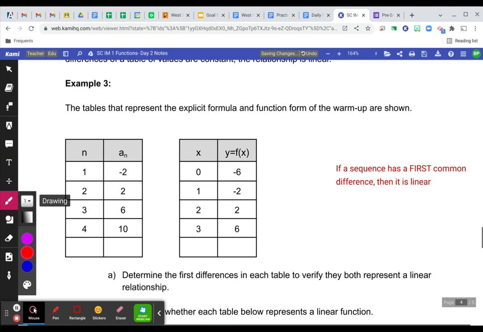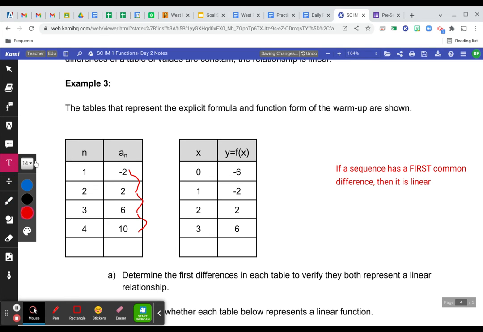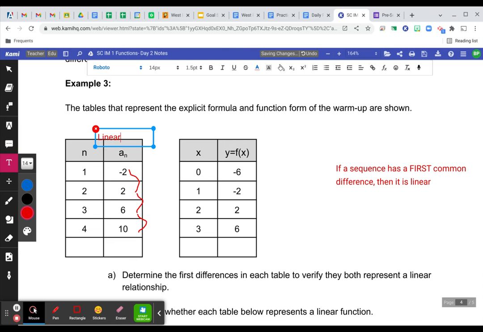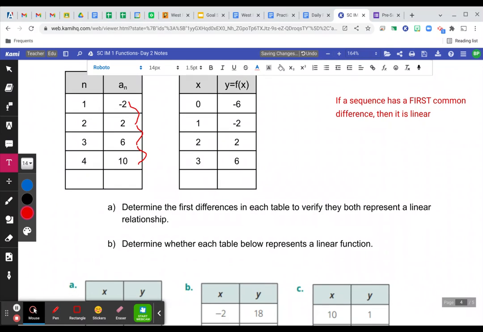So let's look at this first one here. Looks like we're adding 4, adding 4, adding 4. Because we're adding 4 each time, this right here is linear. Okay, and in this second one, it looks like, once again, we're adding 4 each time. It's actually the same sequence as the one on the left, except it starts with the 0th term. So this too is linear.